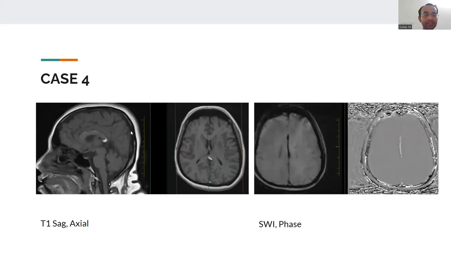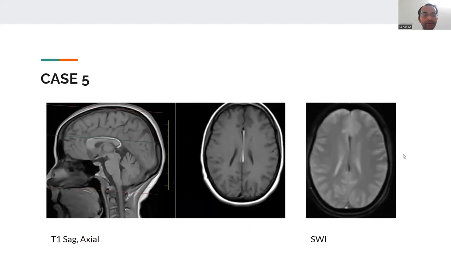Coming to our fourth case, it has a T1 hyperintensity along the pericallosal region in the entire extent of the corpus callosum. It shows signal dropout in SWI and correspondingly appears bright on phase. Our fifth case is similar, and it shows a pericallosal T1 hyperintensity along the entire extent.